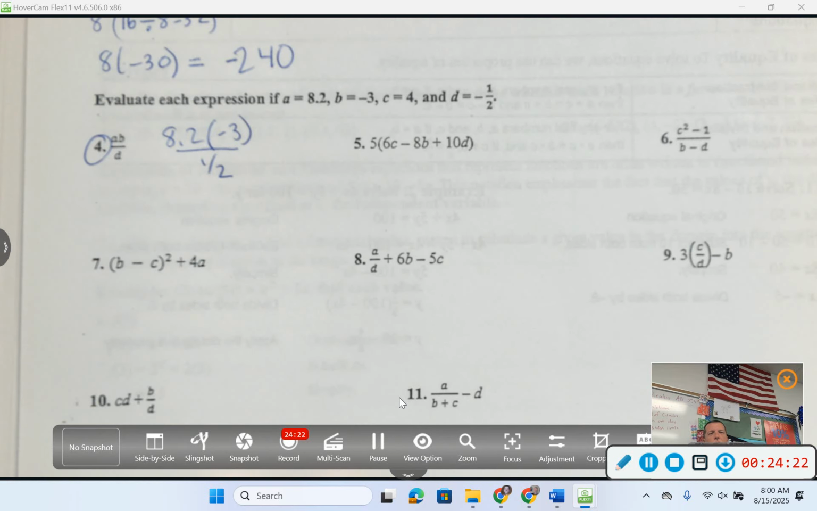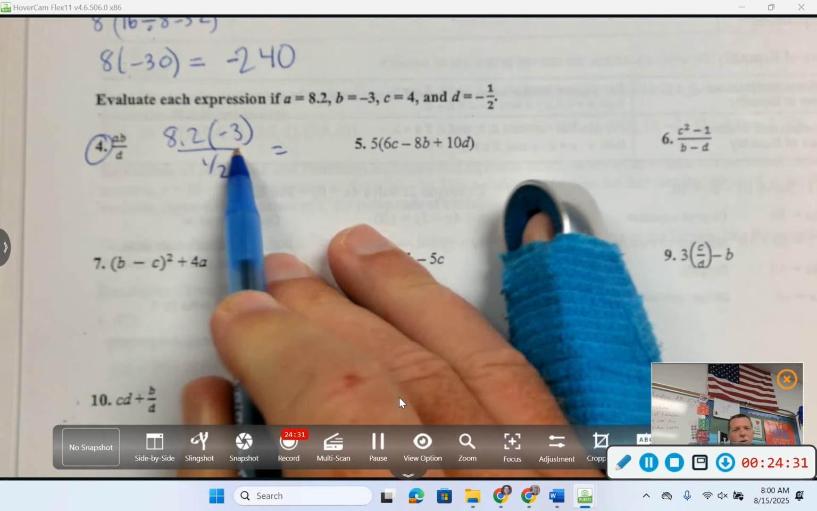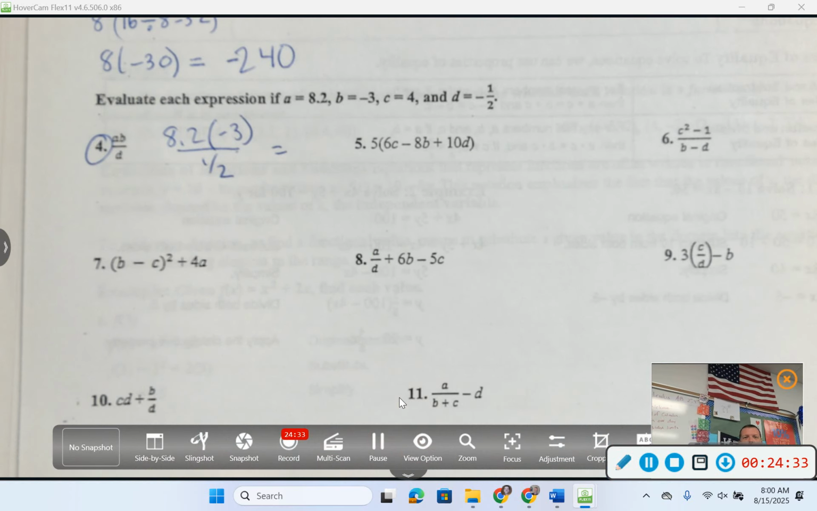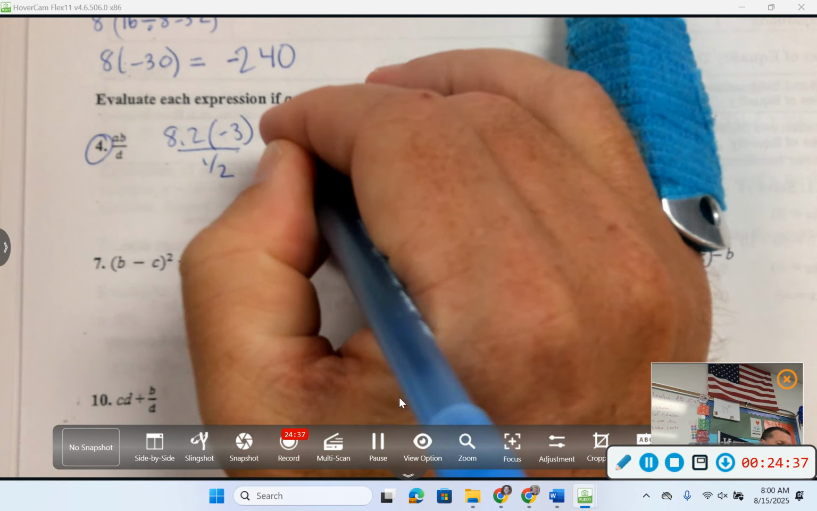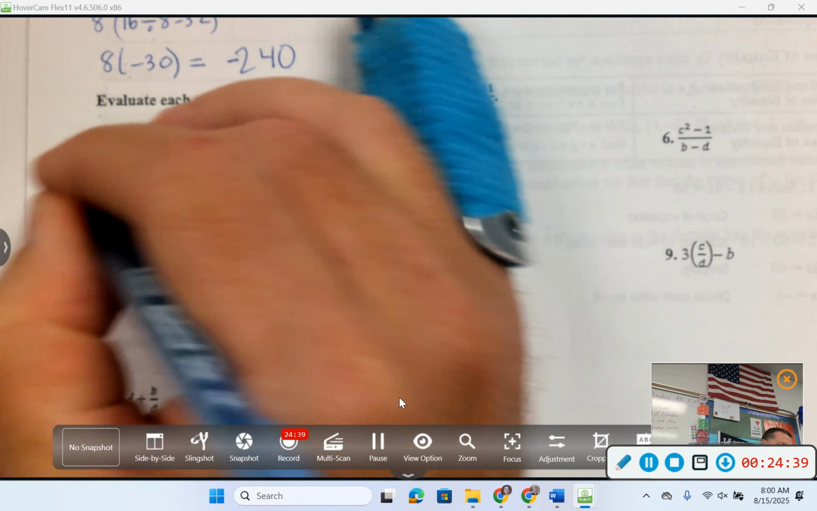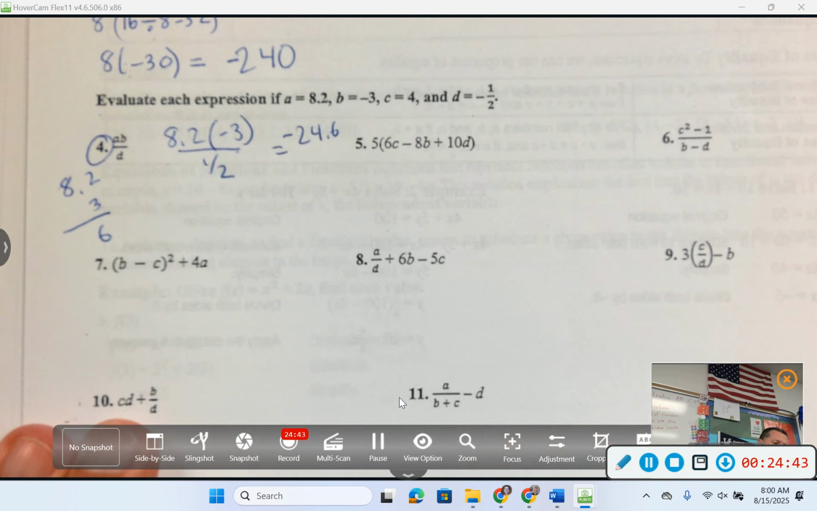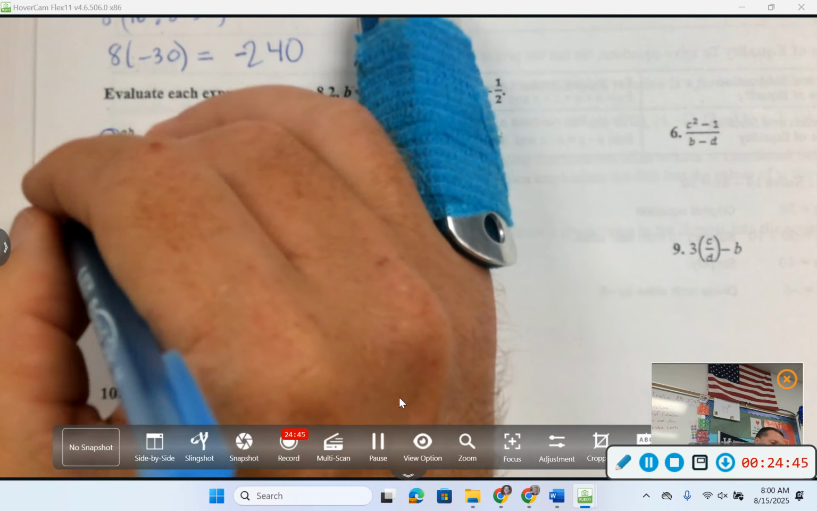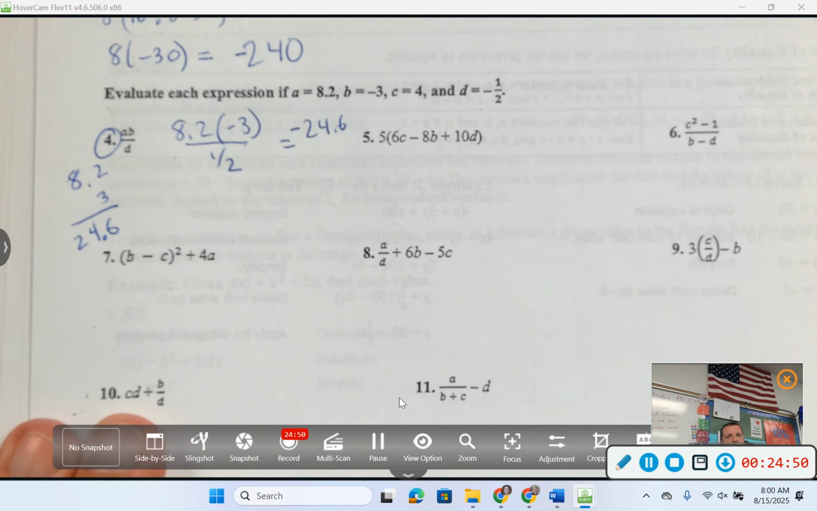Let's see, 8.2 times 3. 24.6, because 8 times 3 is 24, and 3 times 0.2 is 0.6, so 24.6. Great if you could do that in your head. If not, you've got to come out to the side and do it old school, 8.2 times 3. 2 times 3 is 6. 8 times 3 is 24. There's one decimal. So yeah, 24.6.